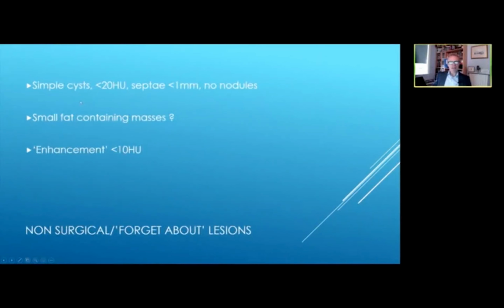So things you can forget about, as I've said, are simple cysts, less than 20 Hounsfield units, less than 1 millimeter thick septi, no nodules. Small fat-containing masses are almost always AMLs. Enhancement less than 10 Hounsfield units is not enhancement. You can forget about it.